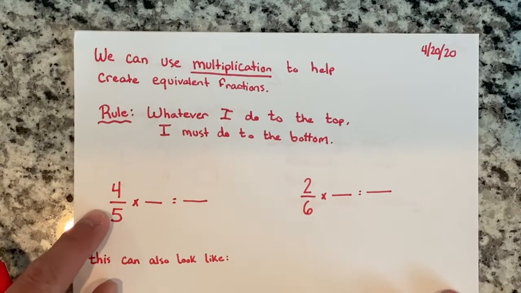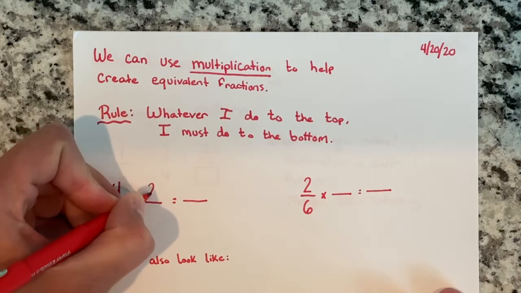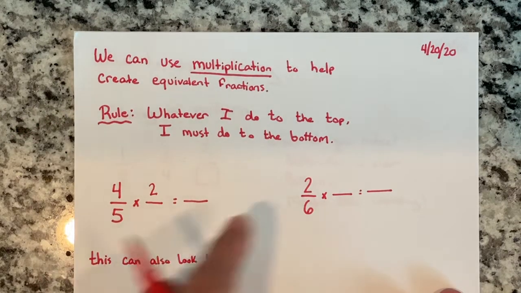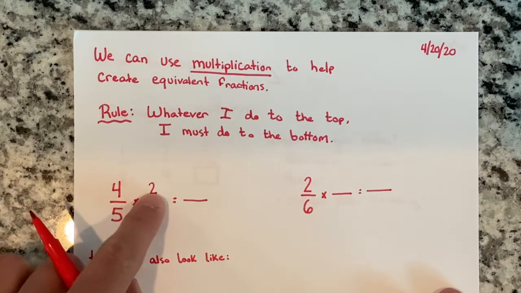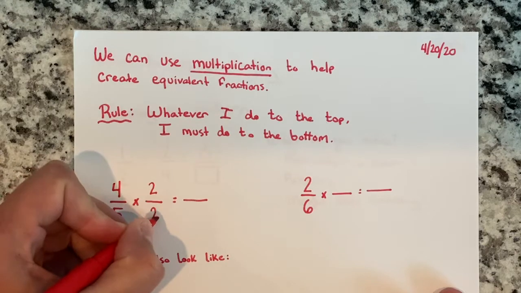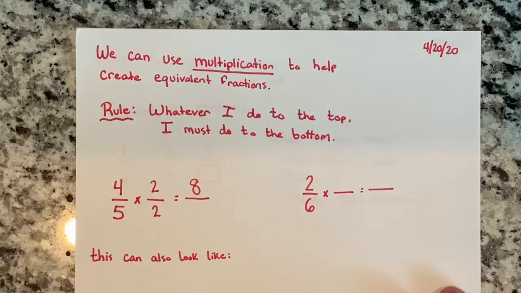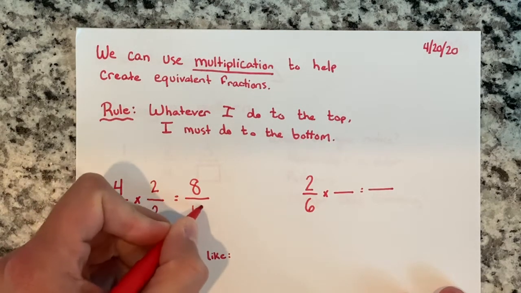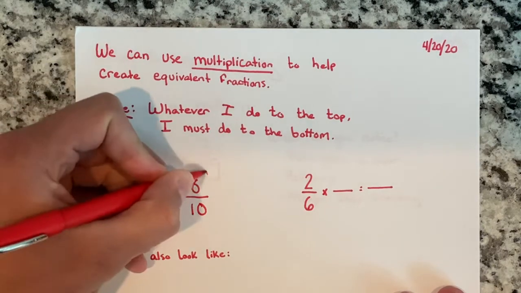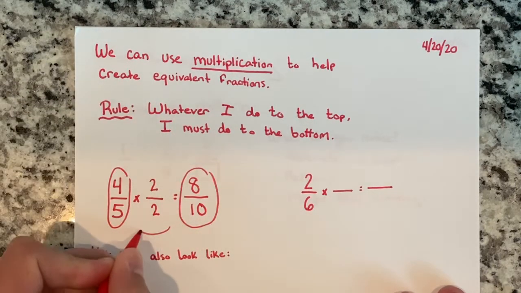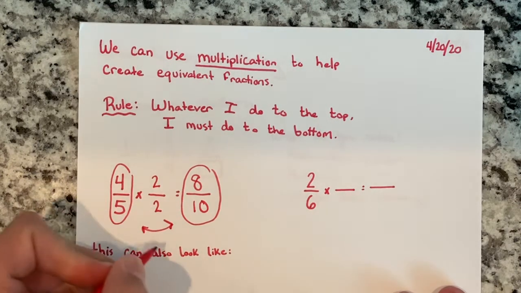So let's take the fraction 4/5, and I'm going to multiply it by 2. But whatever I do to the top, to my numerator, I must also do to the denominator. So if I'm multiplying the top by 2, I must also multiply the bottom by 2. 4 times 2 is 8. 5 times 2 is 10. So what this tells me is that the fractions 4/5 and 8/10 are equivalent to each other. They are the same value, except my numerators and denominators are different.